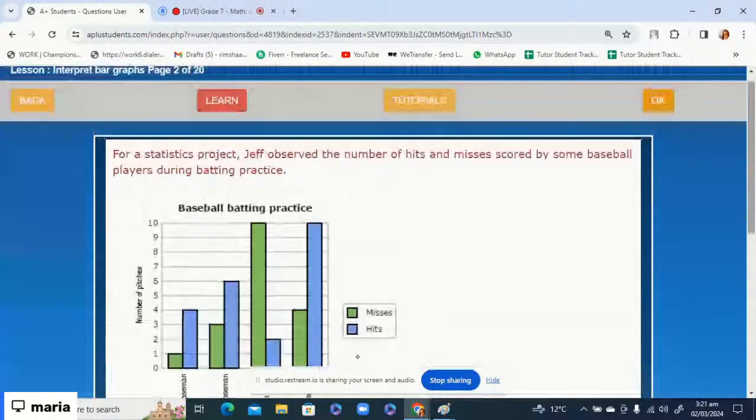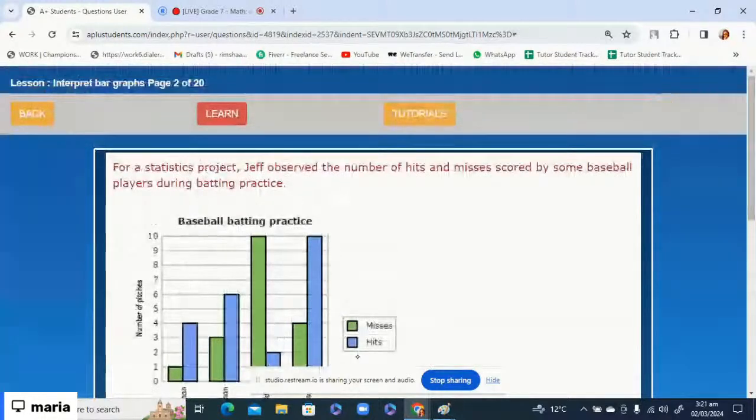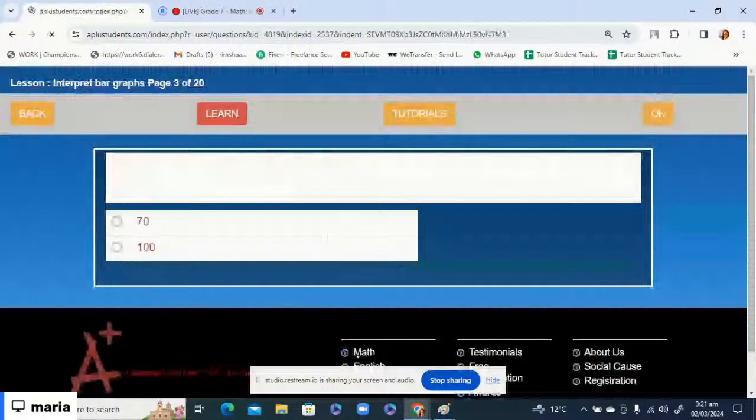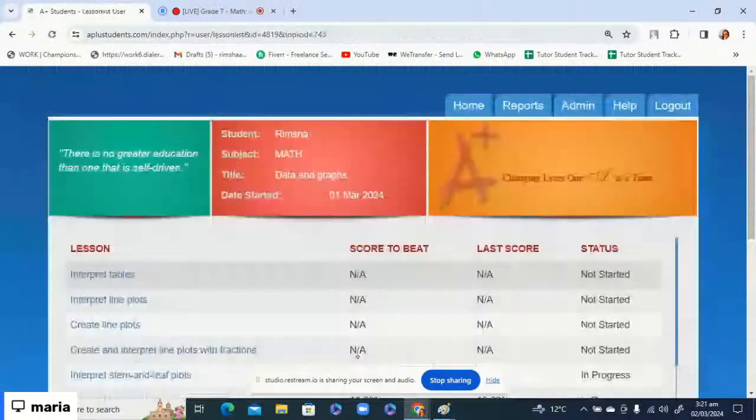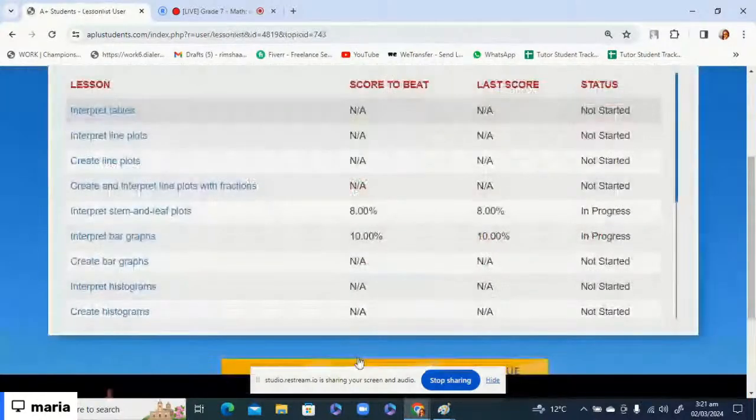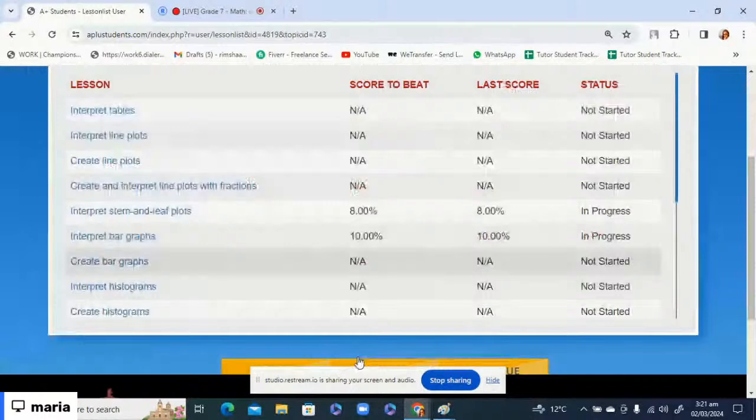Hope you guys understand this lesson as well. We basically discussed interpreting bar graphs. Now let's move to the next lesson. The next lesson is create the bar graphs.